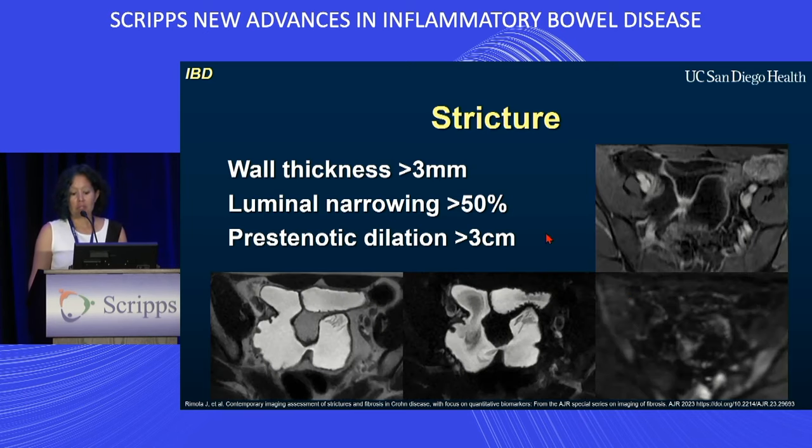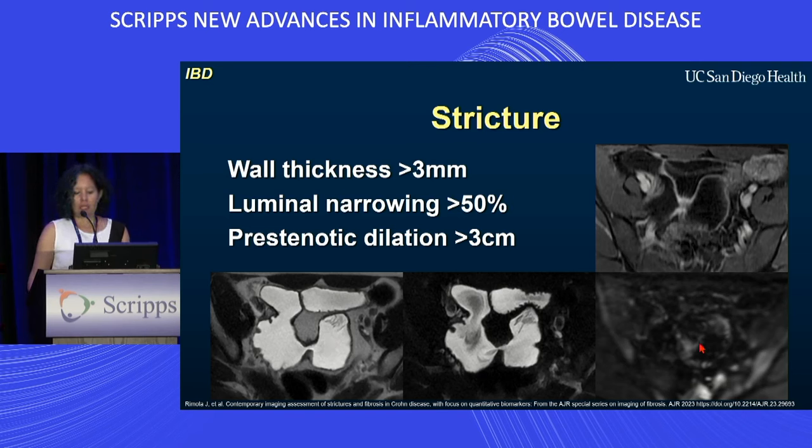Here's another example of a stricture, and this one looks different, right? It still meets our criteria. It's still got a wall thickness of greater than 3 millimeters. It's got marked luminal narrowing, right? Look at these loops of dilated bowel, both upstream and downstream to this. It's demonstrating not just the luminal narrowing, but also that dilation.